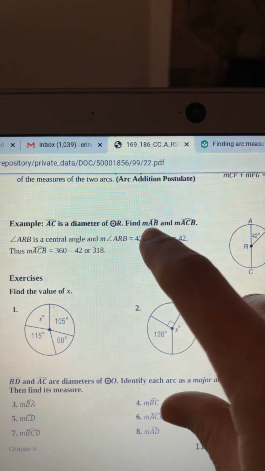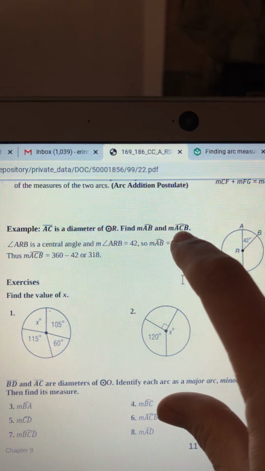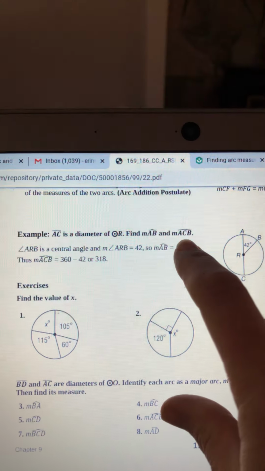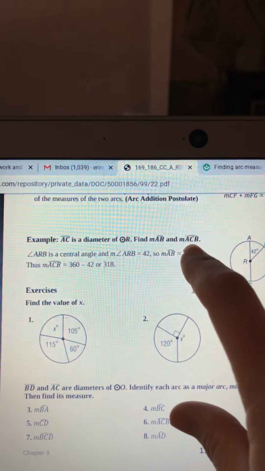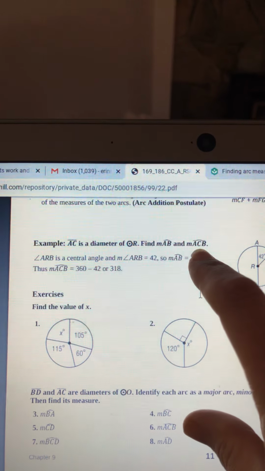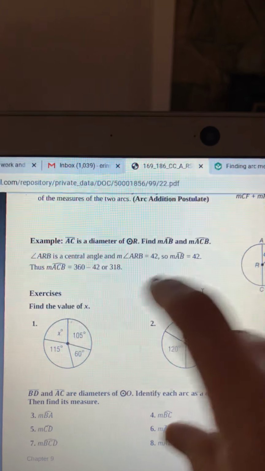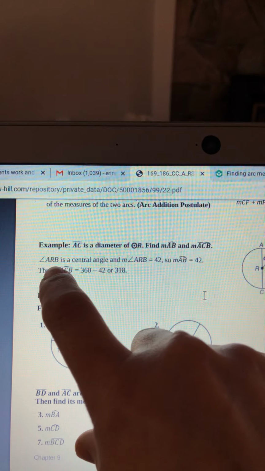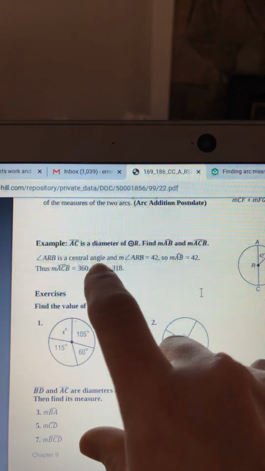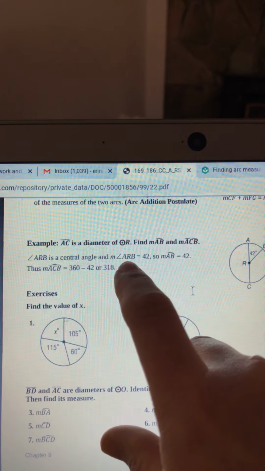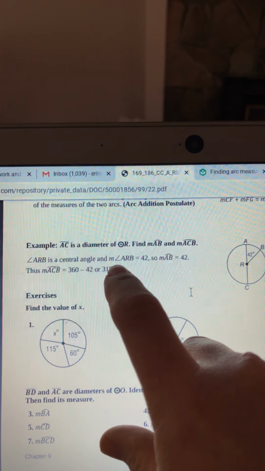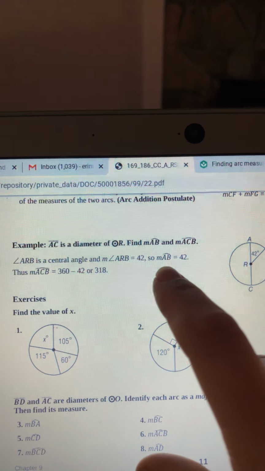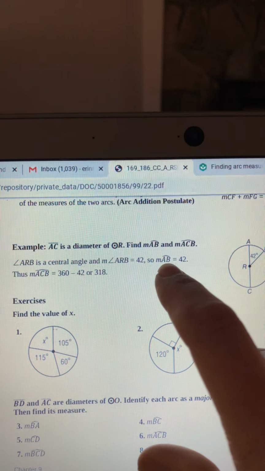Notice that there's only 2 letters. And then when you see 3 letters and a longer arc above it, that's a major arc. Remember, a minor arc is 180 or less. Anything more than 180 would be a major arc. So angle ARB, that's the symbol for angle, is a central angle. And the measure of ARB, so M and then the angle symbol just means the measure of angle ARB, is 42. So that means the minor arc AB is 42.